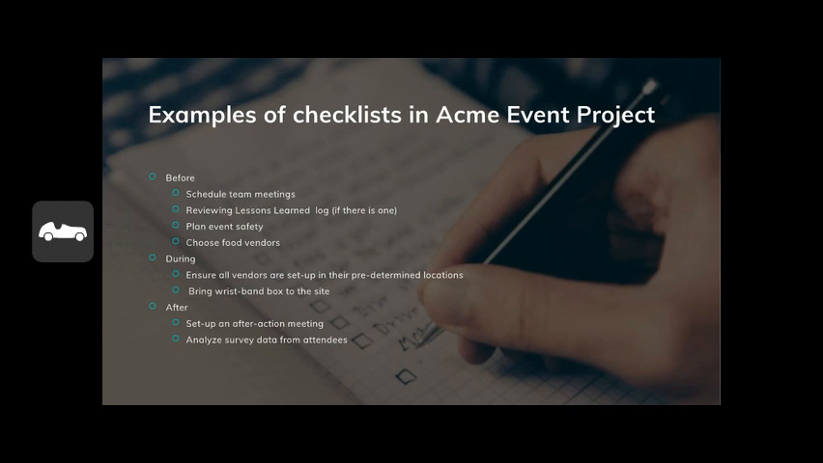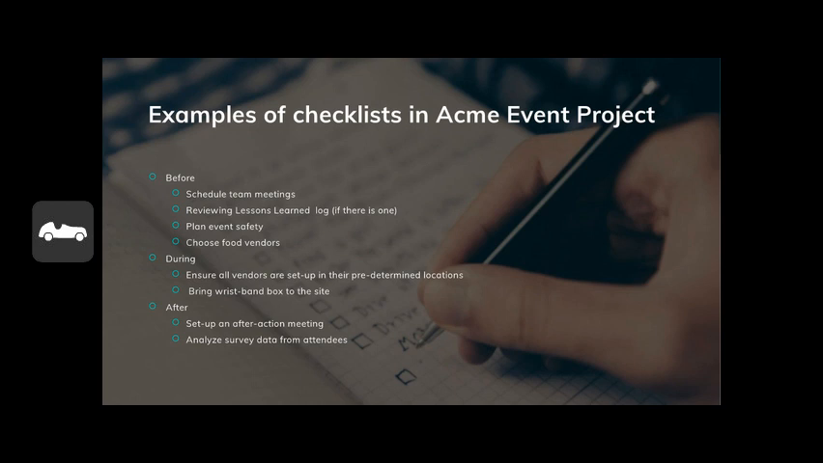And then some examples of checklists within our Acme event project. I think a good place to use a checklist would be breaking it up into all the things that you and your team need to do before the events: scheduling team meetings, reviewing the lessons learned log, if there is one, plan what kind of safety we are going to have. Who's taking charge of that? Is that on our checklist? Are we focusing on that? Did we choose our food vendors? Oh, we didn't do that yet. Well, we need to make sure we do that so we can check it off the list.